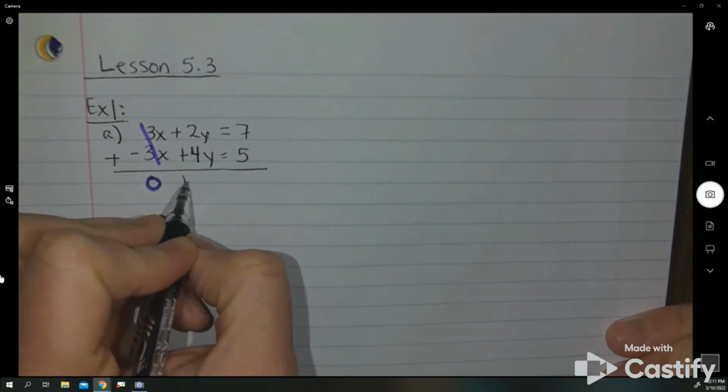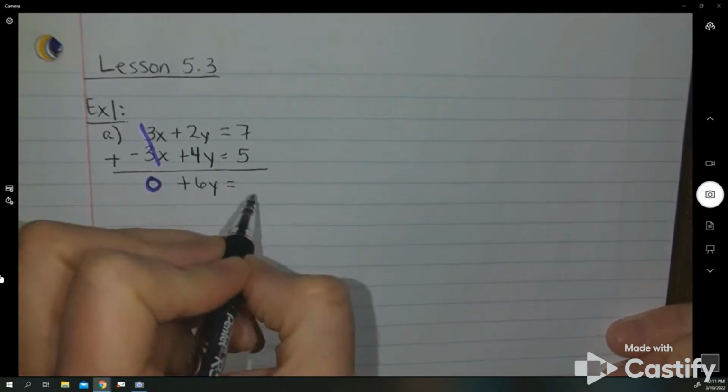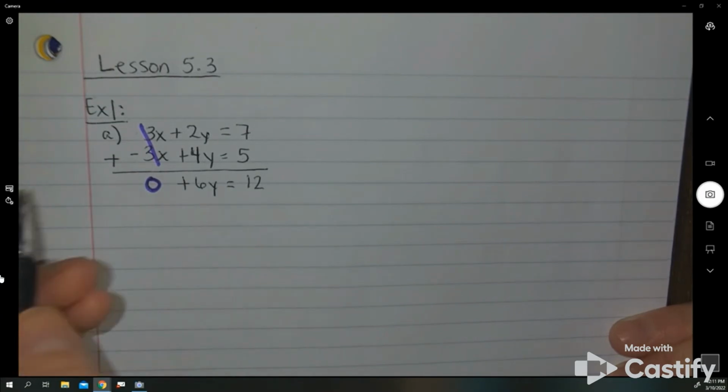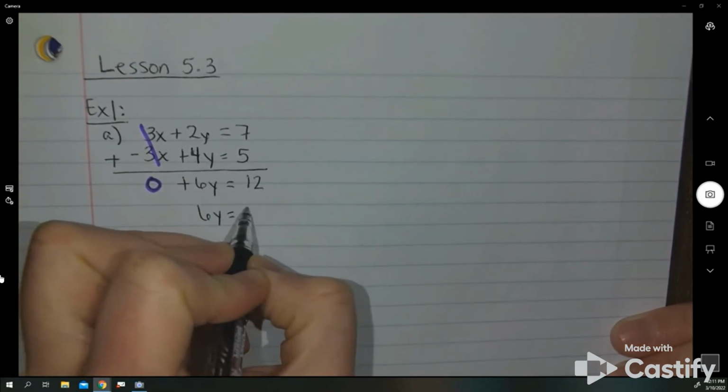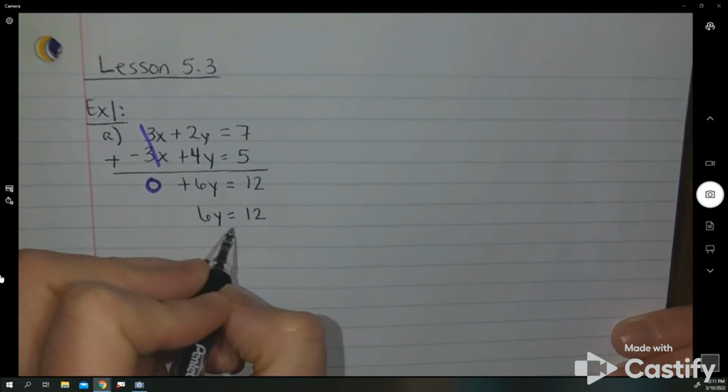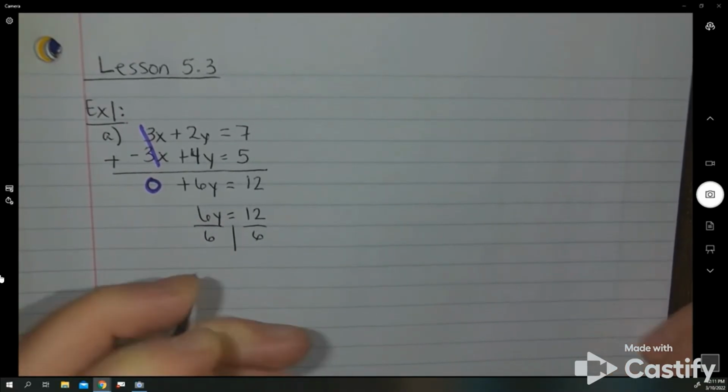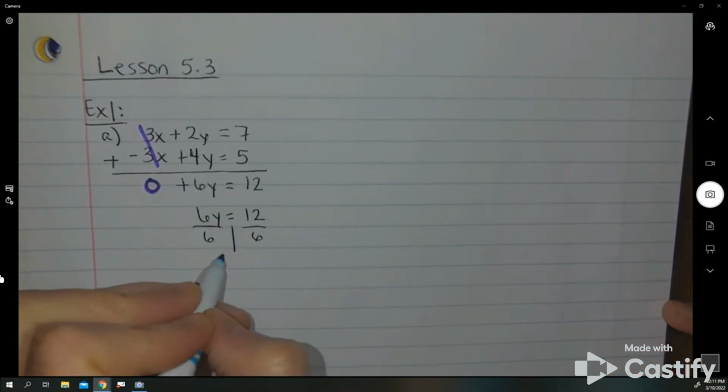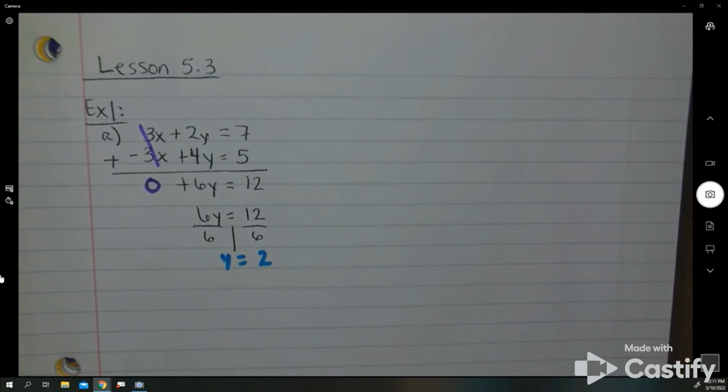So 2y plus 4y is positive 6y. 7 plus 5 is 12. So we're basically adding straight down on both sides. 6y plus 0 is 6y equals 12. So I really just simplified that side. And then my last step, divide both sides by 6. And I discover that y equals 12 divided by 6, which is 2.